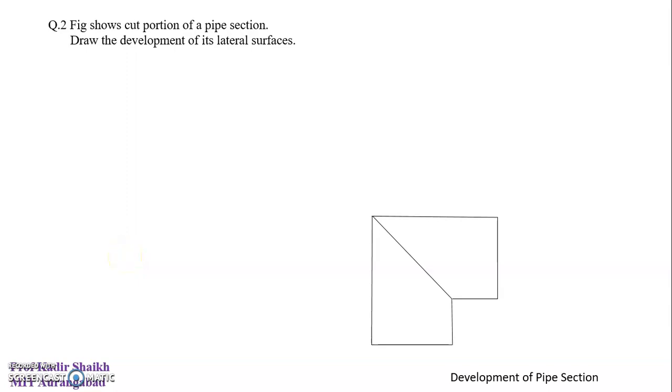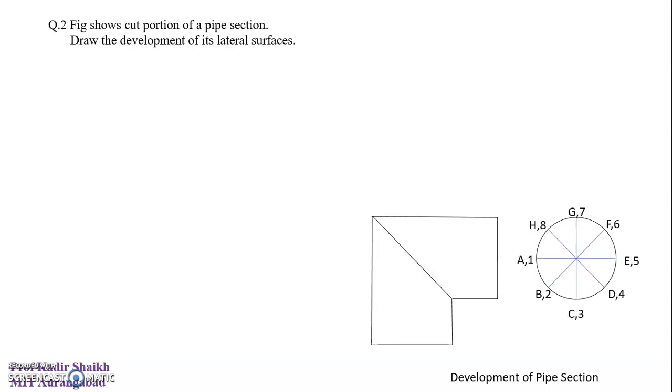Good morning friends. Today we will see how to draw the development of lateral surfaces of one pipe section, which is the elbow section as shown in figure. To start with, let me draw the circle as one of the end views of this section.